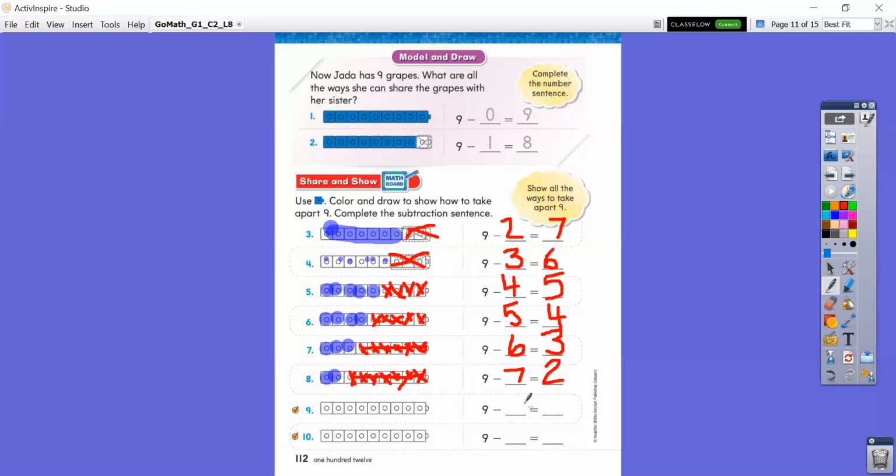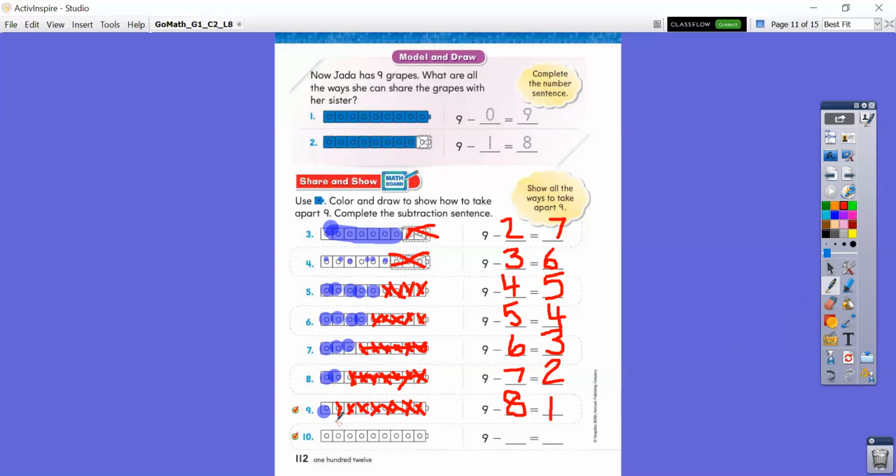Okay, so how many is she going to take away this time? Think about what number I'm going to put here. Follow the pattern. Right, I'm going to put an 8 here. Okay, so I'm going to go over here and I'm going to cross out 8 of them. 1, 2, 3, 4, 5, 6, 7, 8. So how many does Jada keep? Only 1 grape is left.